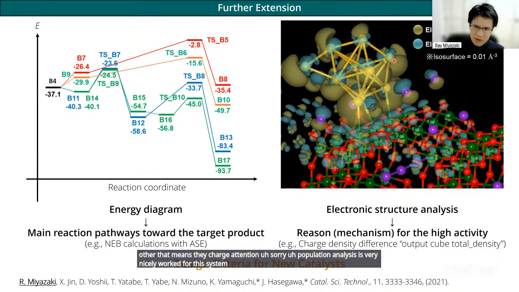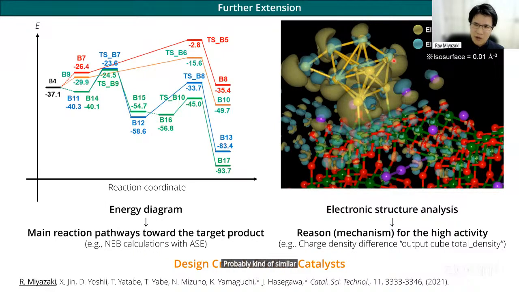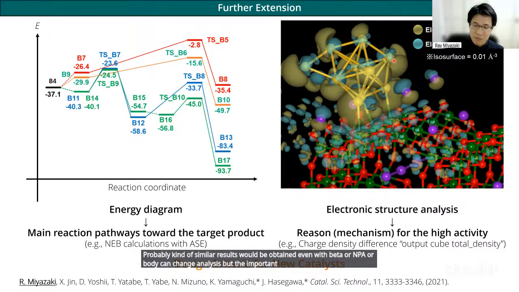Probably a similar result would be obtained even with Bader or NPA or Mulliken charge analysis. But the important point is that, in my opinion, we need to check the electronic structure from different aspects, like the charge density difference or population analysis. This is my opinion.